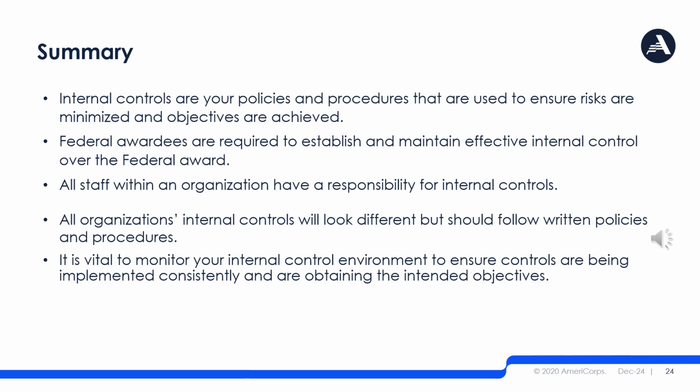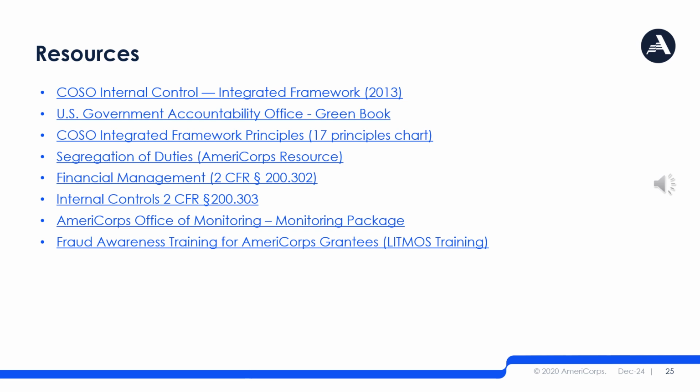Internal controls are your policies and procedures that are used to ensure risks are minimized and objectives are achieved. Federal awardees are required to establish and maintain effective internal control over the federal award. All staff within an organization have a responsibility for internal controls. All organizations' internal controls will look different but should follow written policies and procedures. Finally, it is vital to monitor your internal control environment to ensure controls are being implemented consistently and are obtaining the intended objectives. Finally, here is a list of resources that can be used to learn more about internal controls.